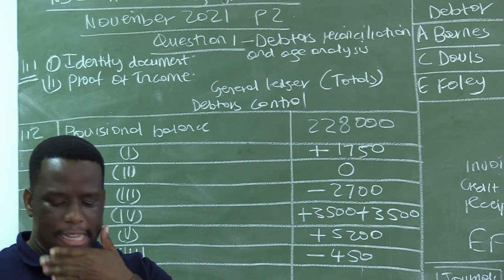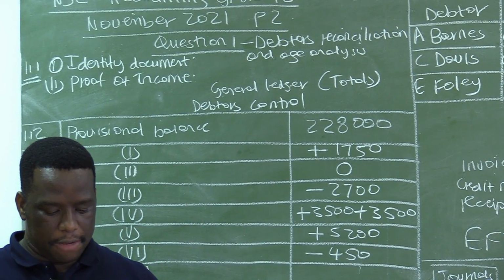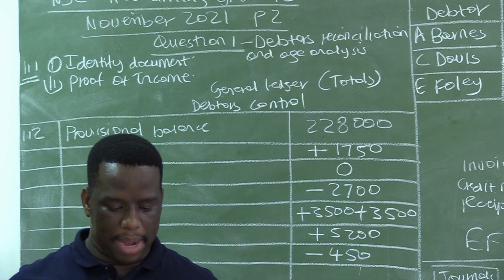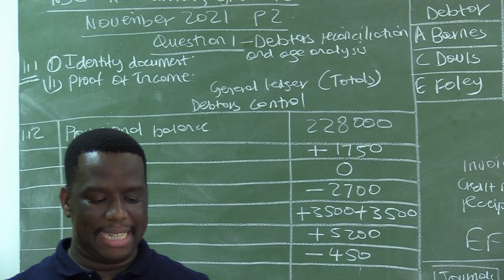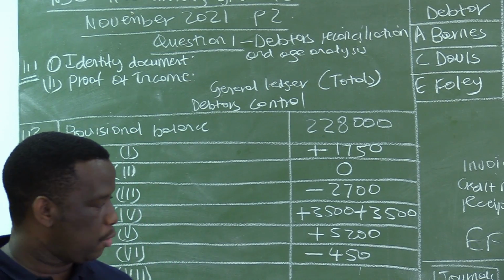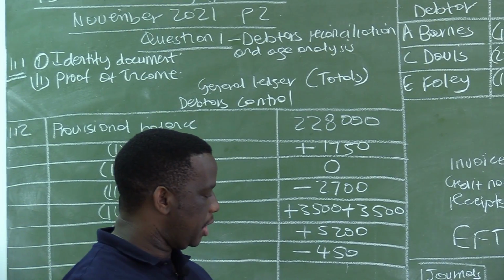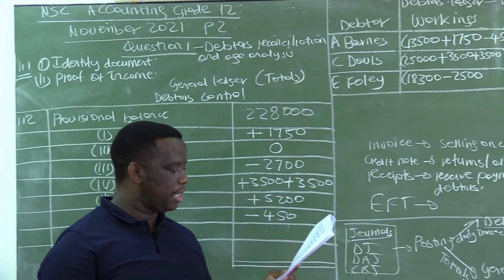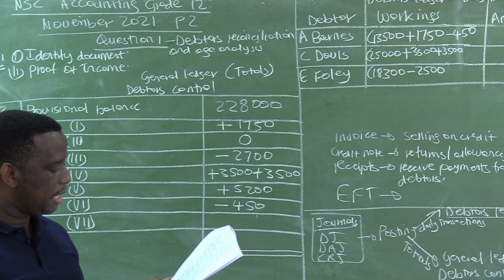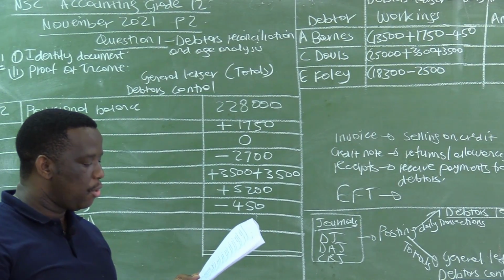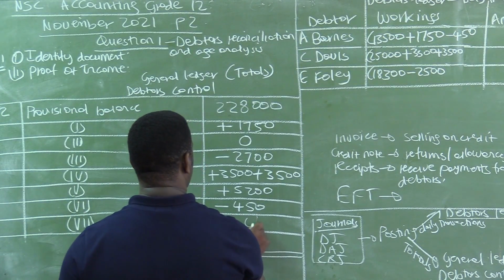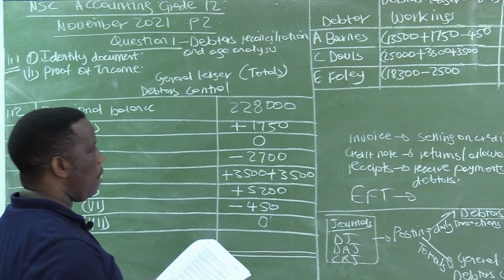Right, transaction number 7. An EFT for 7,850 received from E. Foley as part payment of his account was entered correctly in the relevant journal, but no entries were made in the debtors ledger. It was entered correctly in the relevant journal. So it means this transaction is not going to affect our control.